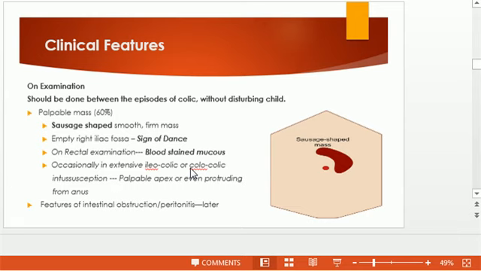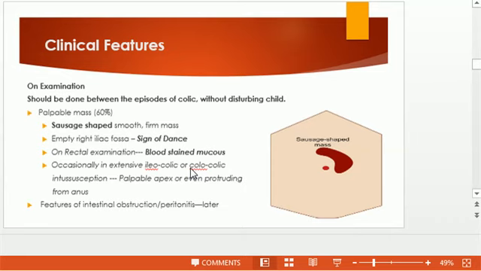On examination, whenever possible, examination should be undertaken between episodes of colic without disturbing the child. Classically, the abdomen is not initially distended. A lump that hardens on palpation may be palpable, but this is present in only 60% of the cases. So, in 60% of the cases, a lump is palpable, and when you palpate, this lump becomes hardened. There is a change, it becomes hard.